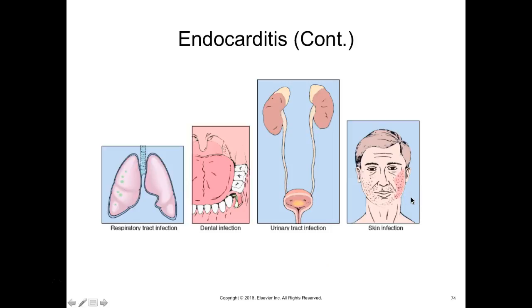All right, so endocarditis, here's some causes. We have respiratory tract infection, dental infection, so oral hygiene is very important. People with poor oral hygiene have increased risk of developing heart issues and valvular issues like endocarditis. Urinary tract infections could also migrate, and then skin infections.